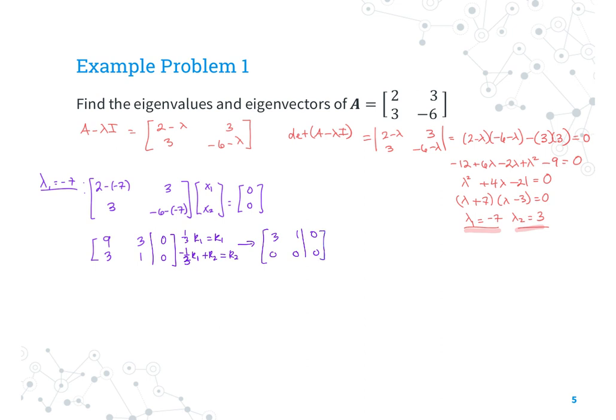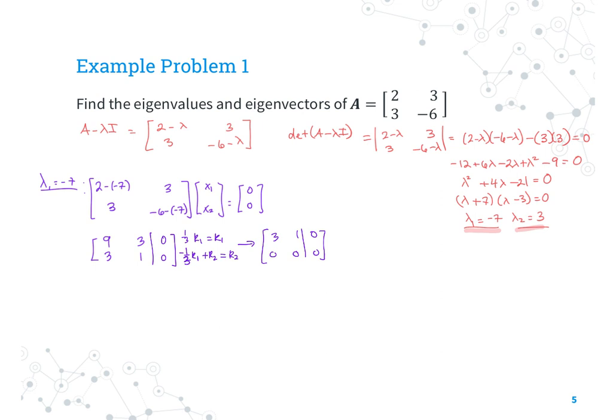When we're finding eigenvectors here, we always want to make sure that we get one row of zeros. If that doesn't happen, then I would check that you didn't forget to subtract the lambda from one of the diagonal entries in your matrix, because you should always end up with one row of zeros.